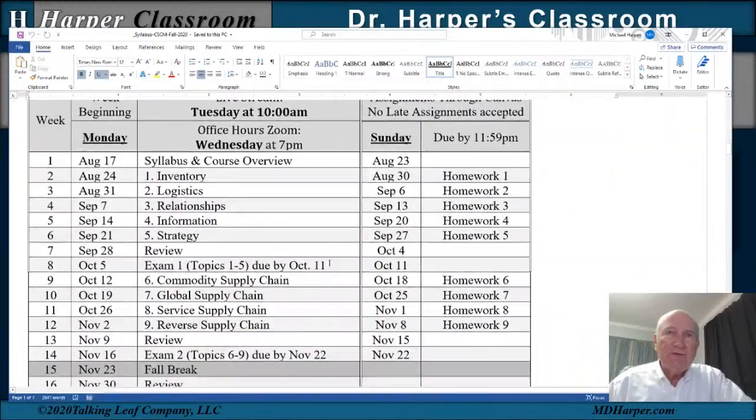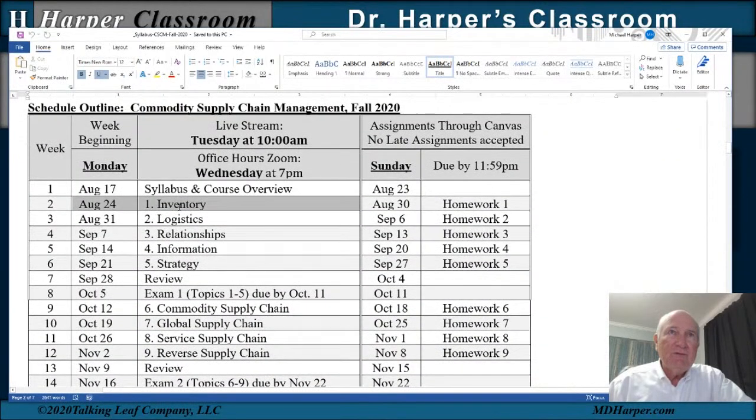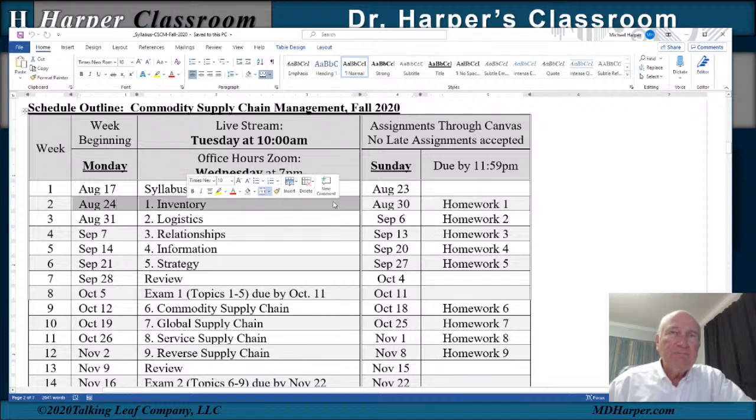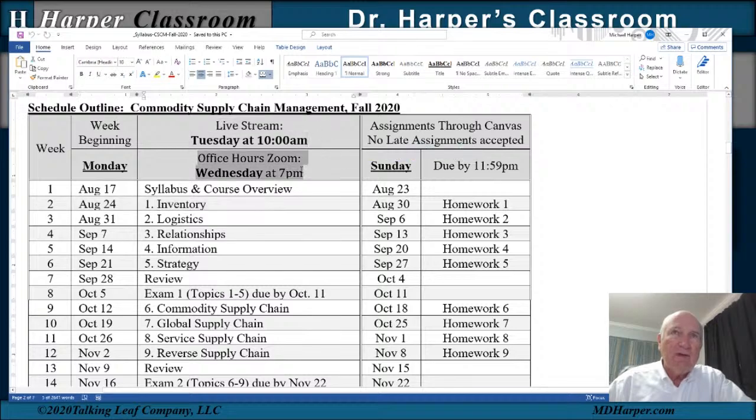Coming down to the schedule, we're here at Week 2. Inventory, and then this weekend on Sunday is homework 1. Homework 1 is due. Okay, and then so today we have a live stream, and then tomorrow evening is a Zoom session. But for inventory, what I will be doing is tomorrow evening at 7, instead of Zoom, I'm going to have a live stream and go over the homework. So you can see how the homework is done.